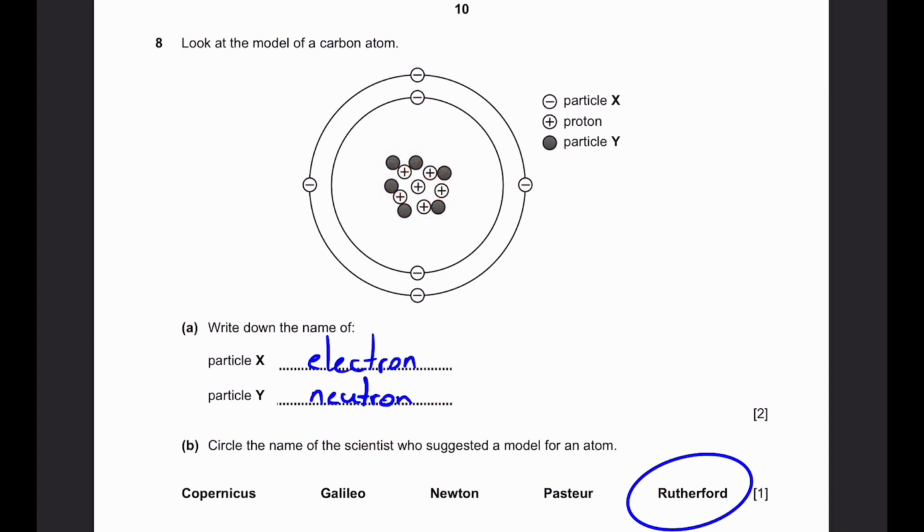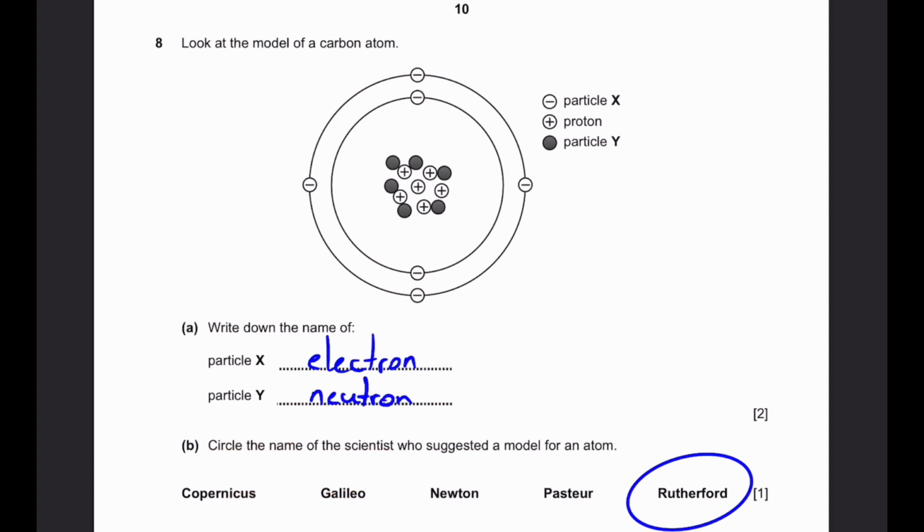B. Circle the name of the scientist who suggested a model for an atom. So I'll give you a bit of timeline information. First, it's John Dalton, who actually discovered the presence of electrons or a negative charge. And then it's J.J. Thomson, who discovered the fact that there's also a positive charge and made the plum pudding model.